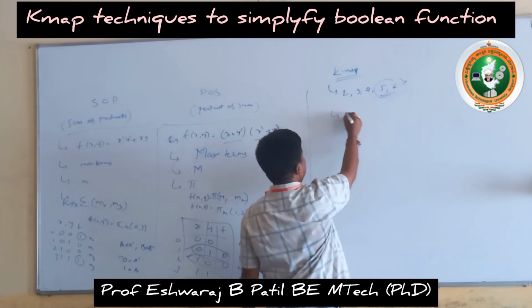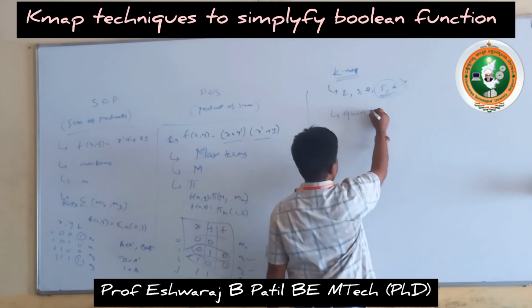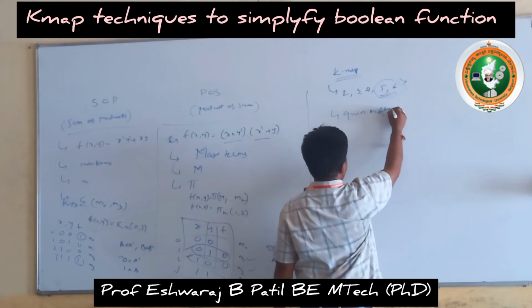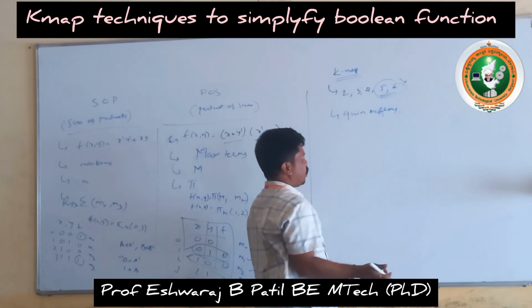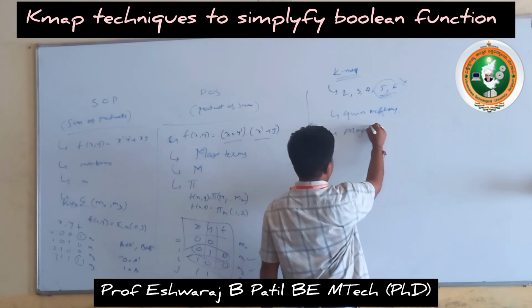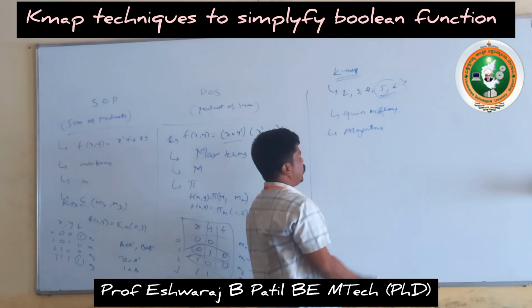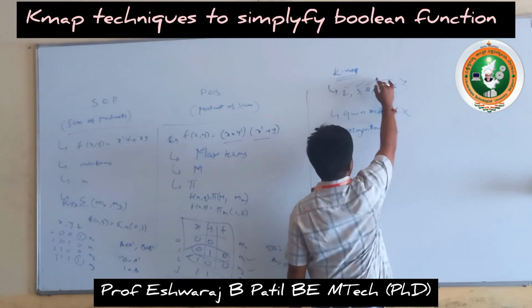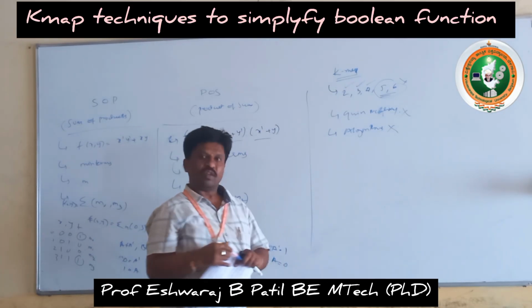The Quine-McCluskey method is there, but it is not used in your syllabus. We also have some algorithms, but we will not be using these two. For your syllabus, the KMAP is for 2 variables, 3 variables, and 4 variables.